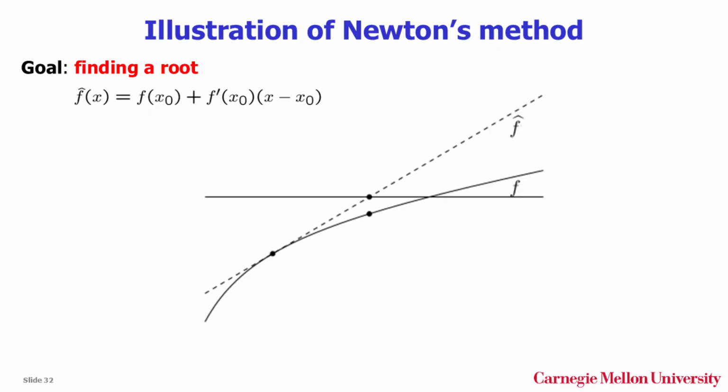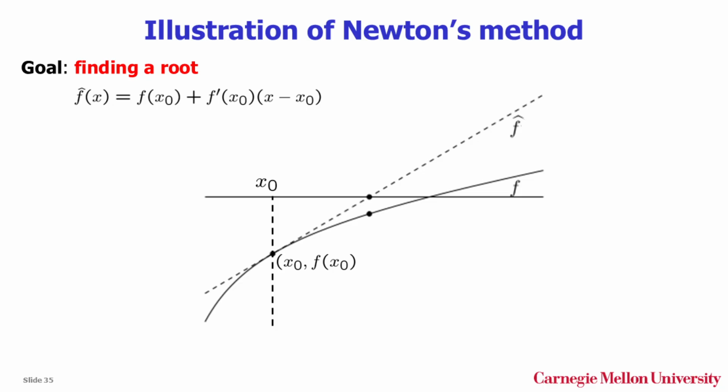Newton's method can be illustrated using the following picture. Using a Taylor series expression, we approximate the function as f hat of x equals f of x0 plus the derivative of f at x0 times x minus x0. Let this point be x0. We approximate the function f by its first order Taylor expansion at x0. This approximation is a straight line that's tangent to f at x0.